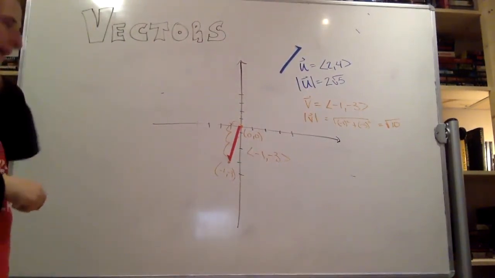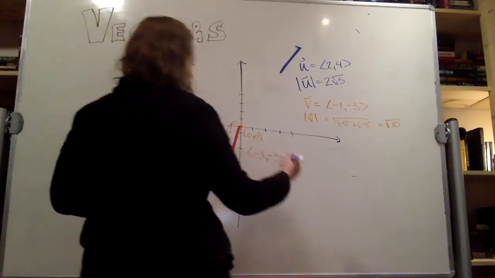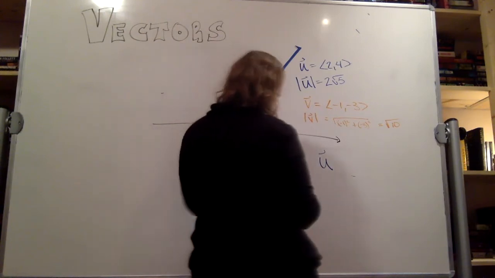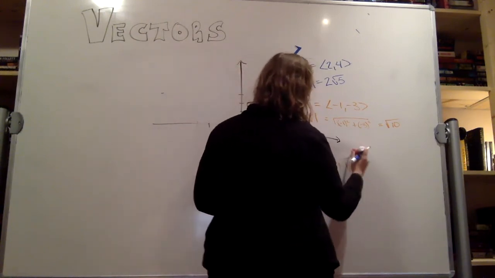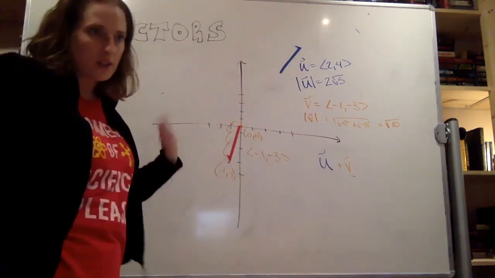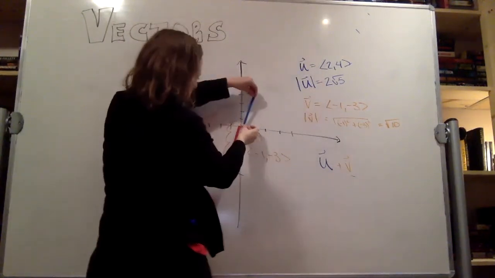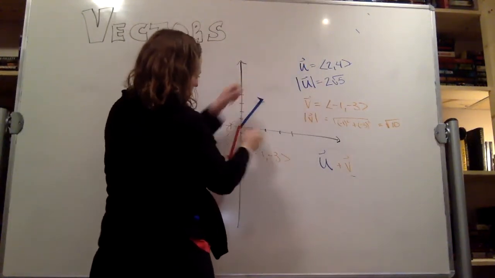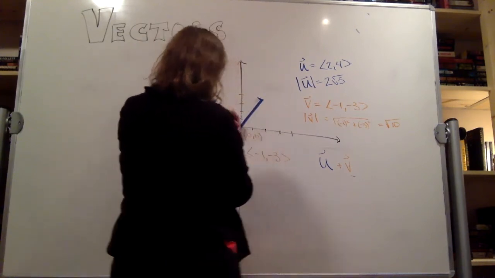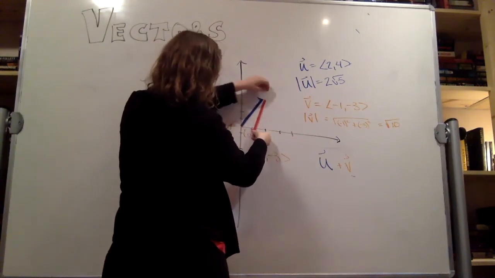Now I want to think about adding u plus v. Okay? So if I want to think about adding u plus v, well, geometrically, remember that this means I'm going to add these vectors tip to tail. Okay? So if I take u and put it back up here, well, there's my u, 2, 4. Okay? Then when I add my vector v, okay, it's going to look something like this.